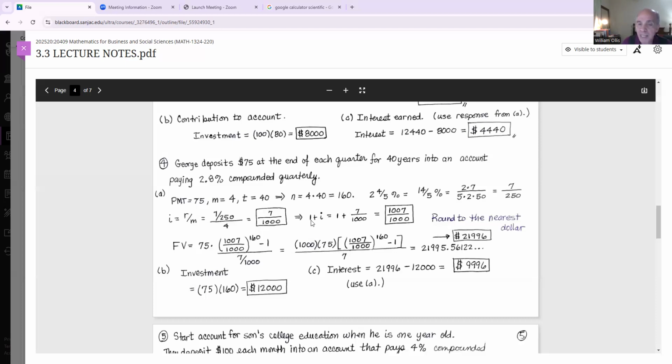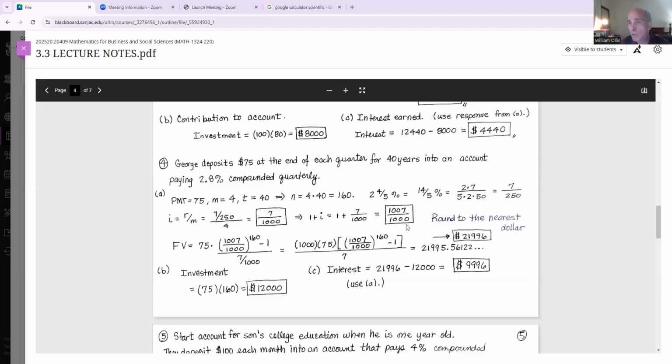So now we need the expression 1 plus i. So we have a common denominator of 1,000. So 1,000 plus 7 is 1,007 divided by 1,000. So that gives us the 1 plus i. So now we have the input for the exponent key.